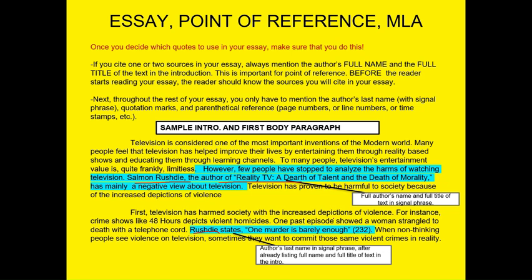Whenever you cite a source, you always mention the author's full name and the title first, initially in your introduction as a point of reference, so that when I read your paper, I will know what you are going to cite. Okay, it's used as a point of reference.